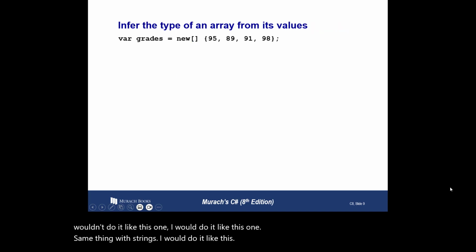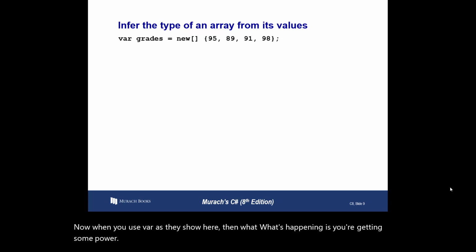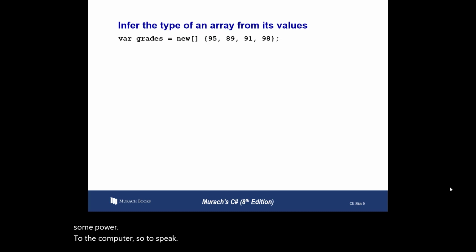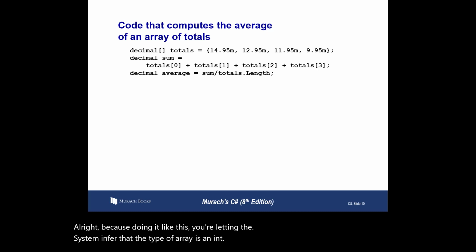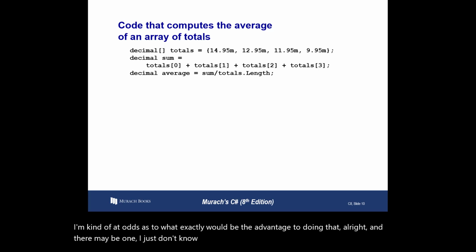Now, when you use var, as they show here, then what's happening is you're giving some power to the computer, so to speak. All right, because doing it like this, you're letting the system infer that the type of array is an int. I'm kind of at odds as to what exactly would be the advantage to doing that. All right, and there may be one. I just don't know off the top of my head what it is.